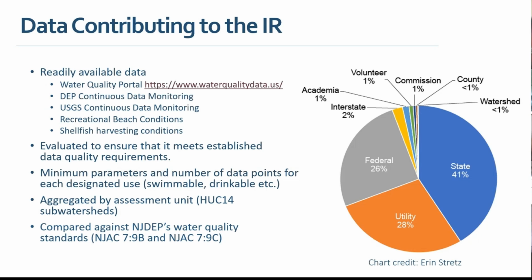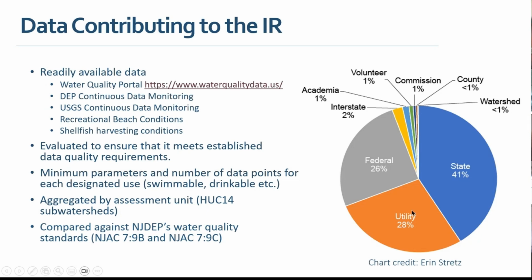The data is, after it's downloaded, evaluated to ensure that it meets the established data quality requirements according to the methods document. And there also has to be a minimum of parameters. So certain parameters tell you whether a designated use is being met, for example, swimmable or drinkable. And they're aggregated. Remember at the beginning of the presentation, I talked about the HUC 14s or the subwatersheds. So the data is aggregated in those sections, in those water bodies of the state. And then for each parameter, they're compared against New Jersey DEP's water quality standards to see whether the water meets those standards or not.